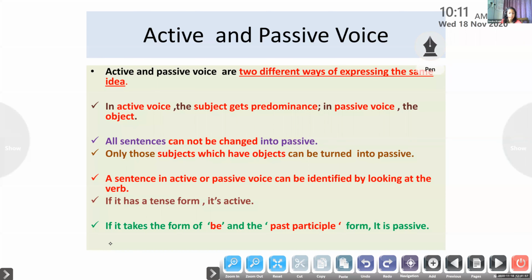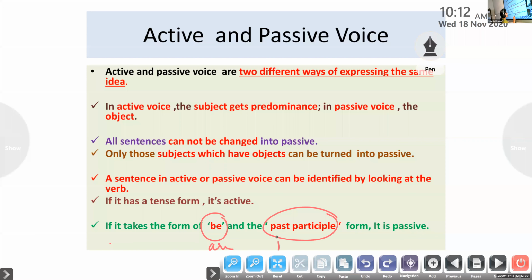And also, I have told we cannot change all the 12 tenses into passive voice. Out of 12, only 8 can be converted into passive form. We cannot change present perfect continuous, past perfect continuous, future continuous, and future perfect continuous into passive form. Correct? Yes, ma'am. Okay, and also it is easy for us to identify the active and passive form by looking at the verb, because the passive form is always taking the form of be plus past participle form.